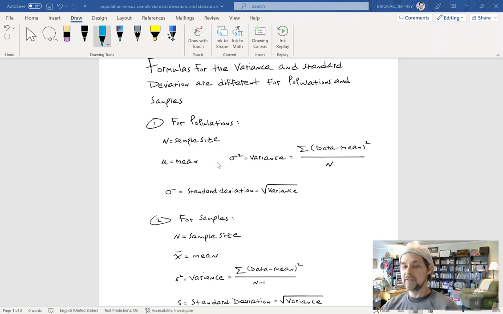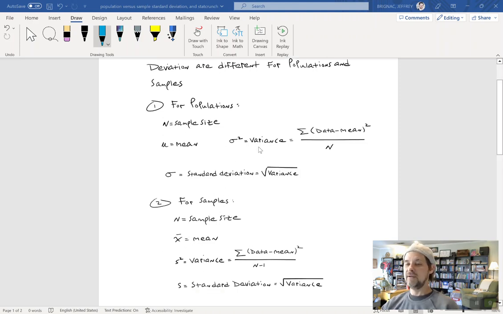For populations, N is the sample size. That's the same no matter if you're talking about a population or a sample. The mean is also the same, except for a population, it goes by the Greek letter mu, and for a sample, we usually label it x bar. But the variance for populations goes by the symbol sigma squared, and is the sum of each data point minus the mean squared over n, where n is the sample size. And then the standard deviation, known by the symbol sigma, is the square root of the variance.